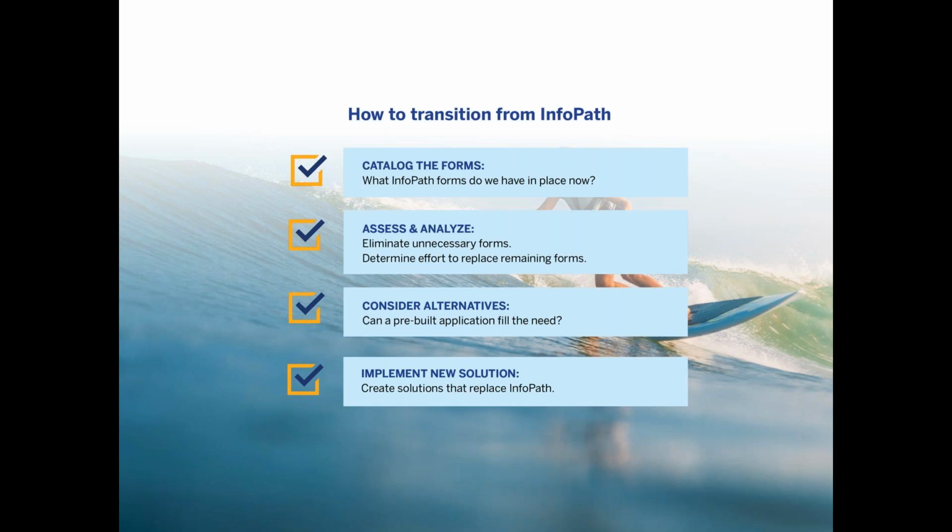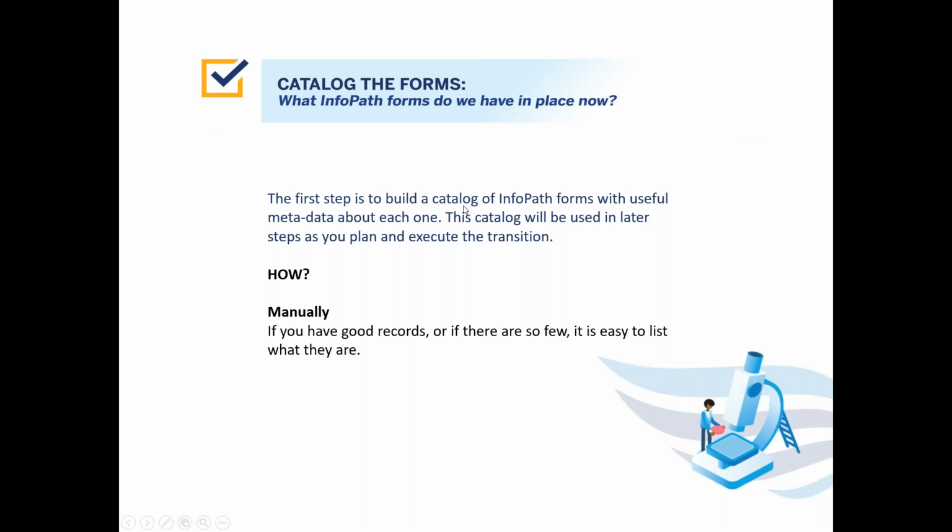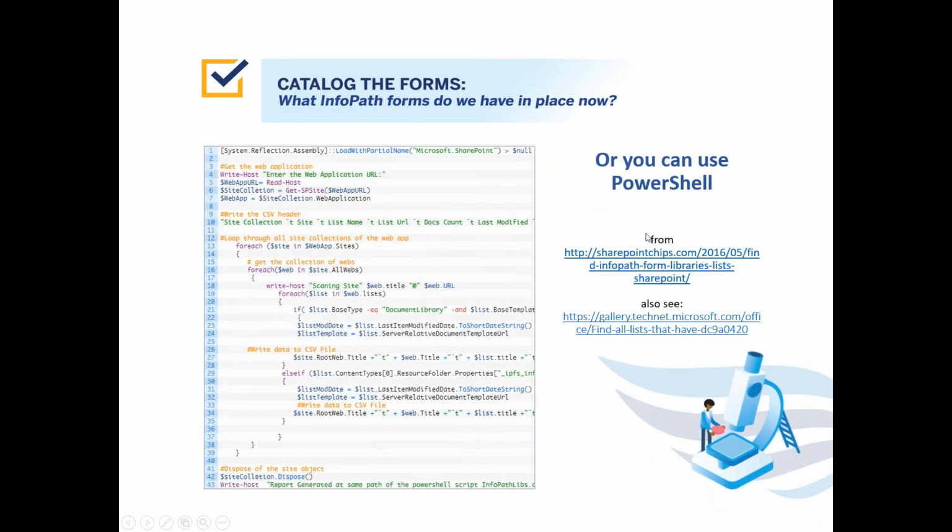You want to know what you have in place. You want a catalog. It could be just a simple spreadsheet. It could be more elaborate. If you can know what you have manually, you just know what InfoPath forms are out there. But if you have a more complex situation, you can run PowerShell scripts that will extract out from the existing SharePoint server into a spreadsheet, and then you put that spreadsheet into our InfoPath project management.